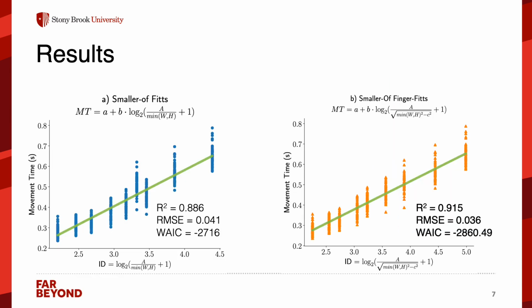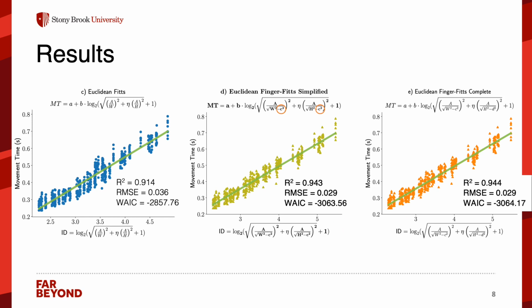Our results show that in the smaller-of formulation, smaller-of finger Fitts law has better performance than the smaller-of Fitts' law model, in the 3 metrics we measured: R-square value, leave-one-out root mean square error, and the widely applicable information criterion, WAIC. Our results also show that Euclidean finger Fitts law outperforms Euclidean Fitts' law. These two finger Fitts law models perform better in R-square value, leave-one-out cross validation, and also in WAIC.